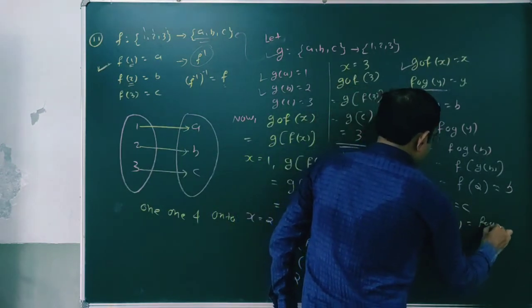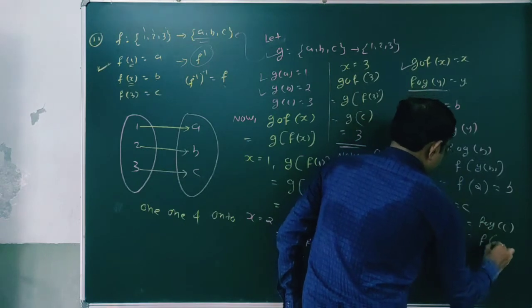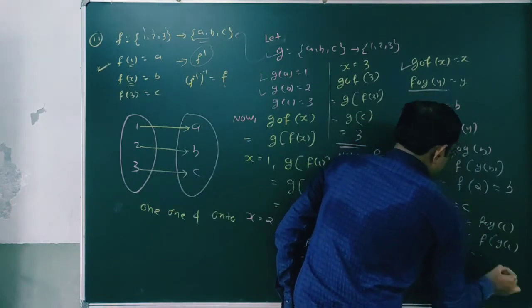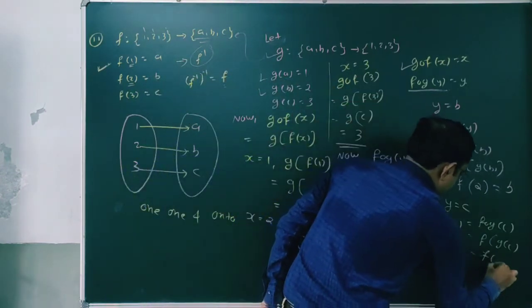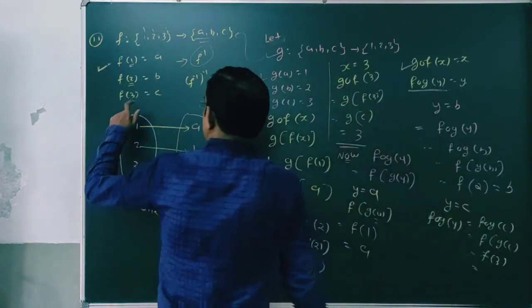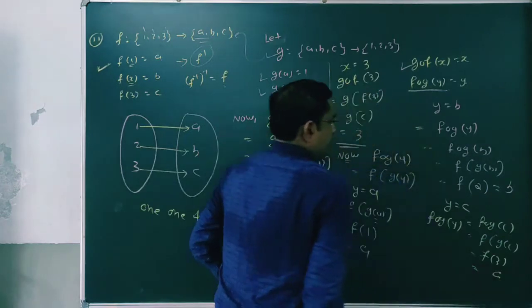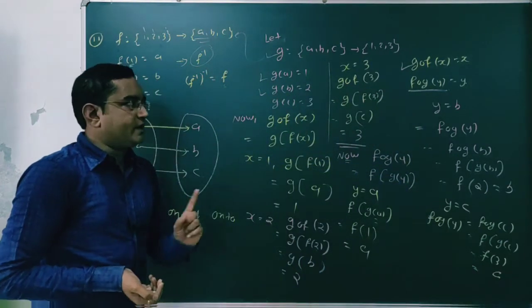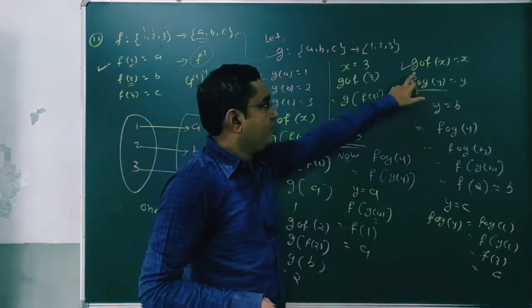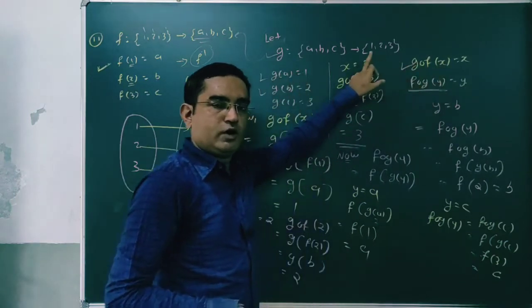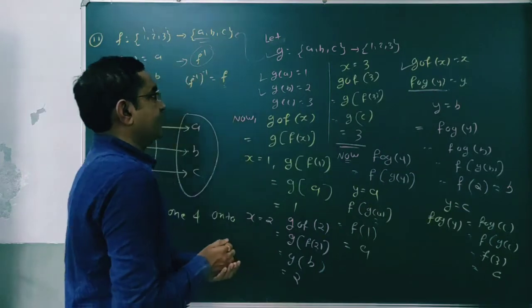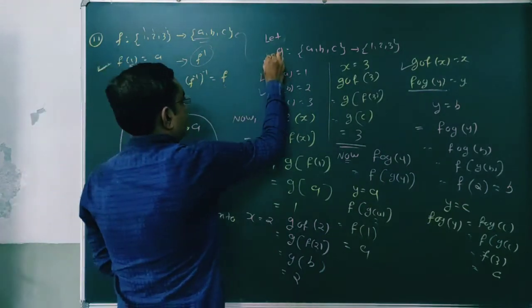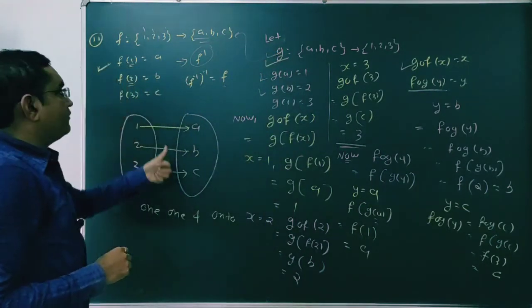So f of g of c. G of c is 3, so it's f of 3, and f of 3 is equal to c. Done. So g of f of x equals x and f of g of y equals y, for x equal to 1, 2, 3 and y equal to a, b, c, is proved. Hence we can say this function g is the inverse of this function f.